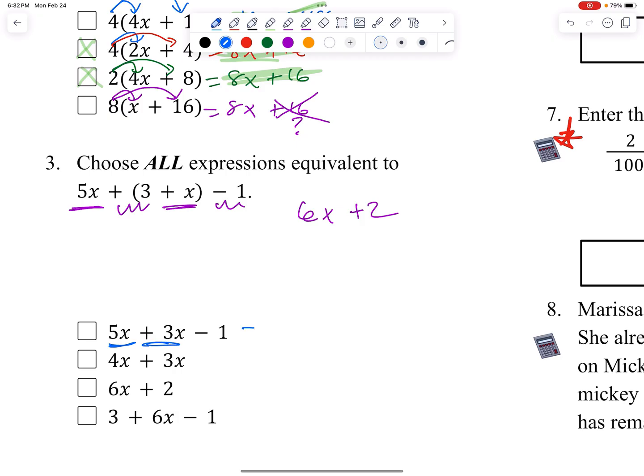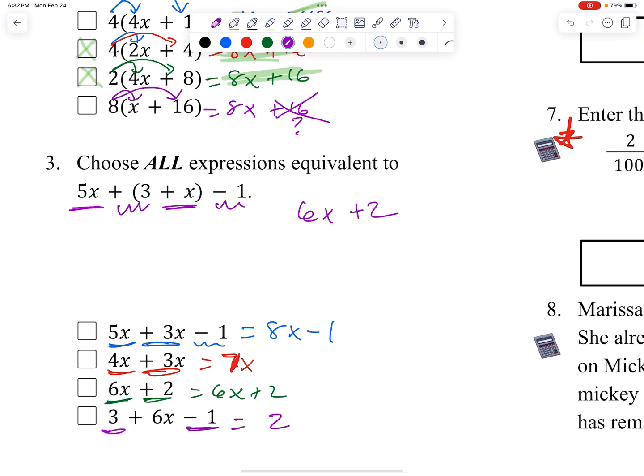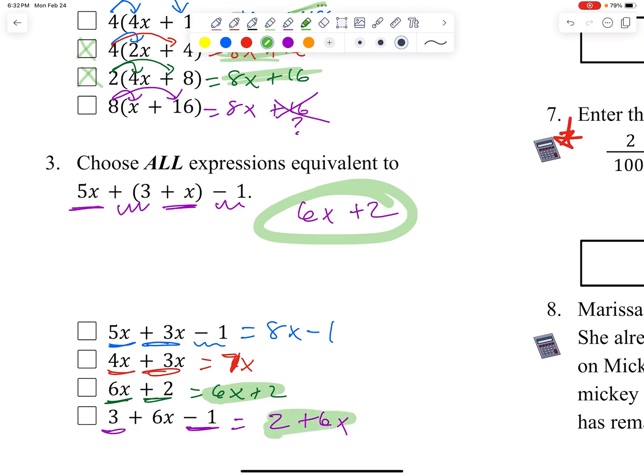5x plus 3x equals 8x, and then I have a minus 1. Then I have 4x plus 3x, that equals 7x, and there's no unit, so I'm done. Then 6x plus 2 is just 6x plus 2. And then I got 3 minus 1, that equals 2, and then plus 6x. So can you tell already our answers? What goes with that? 6x plus 2 and 2 plus 6x, because I could have switched it and said 6x plus 2. So those are my two options.